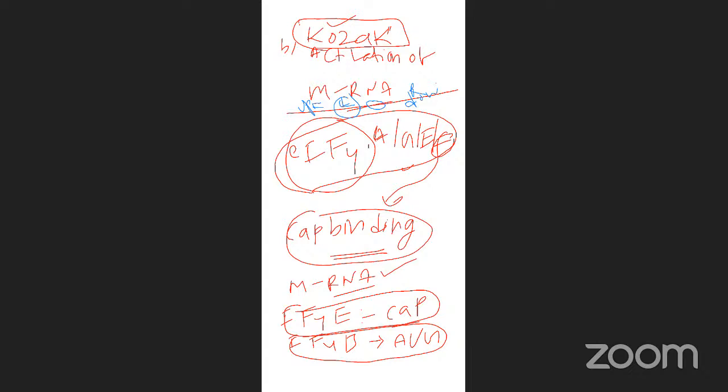Now the F3S complex is settled at the AUG place. Is it clear? Next, the 40S is okay, the mRNA is okay, the tRNA is okay, and only one remains, that is the large subunit. The attachment of the large subunit. Is it clear? All right, let's see how the large subunit attaches.